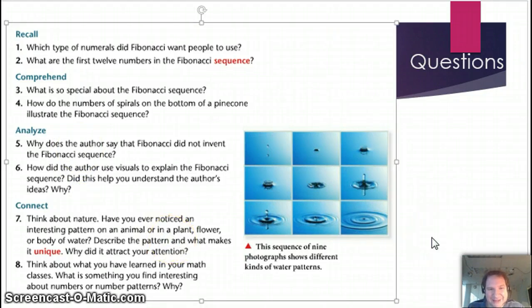And think about nature. Have you ever noticed a pattern that was unique, that you never saw anything like it? And have you ever found anything interesting about numbers in math class? If so, what? Okay, if not, probably won't ask these ones, but be sure you know these questions. They will show up in the assignments and homeworks. And if you don't understand this, come to the live class.